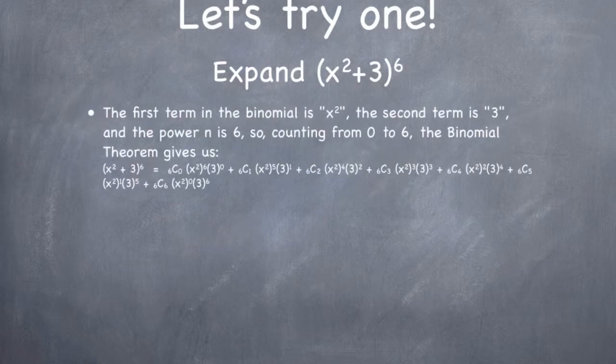The first term in the binomial is x squared, and the second term is 3, and the power n is 6. So counting from 0 to 6, the binomial theorem gives us x squared plus 3 to the 6th power equals x squared to the 6th power, then 3 to the 0 power, which just gives you x to the 12th and 1. Then x squared to the 5th power, then 3 to the 1st, then x squared to the 4th power, 3 to the 2nd, x squared to the 3rd power, 3 to the 3rd, x squared to the 2nd power, 3 to the 4th, x squared to the 1st power, 3 to the 5th, then x squared to the 0 power, then 3 to the 6th.